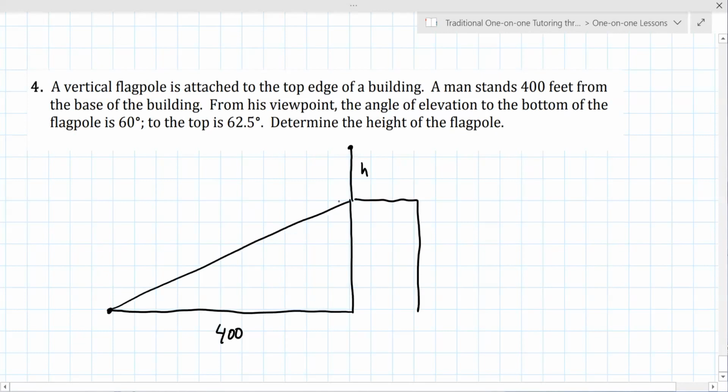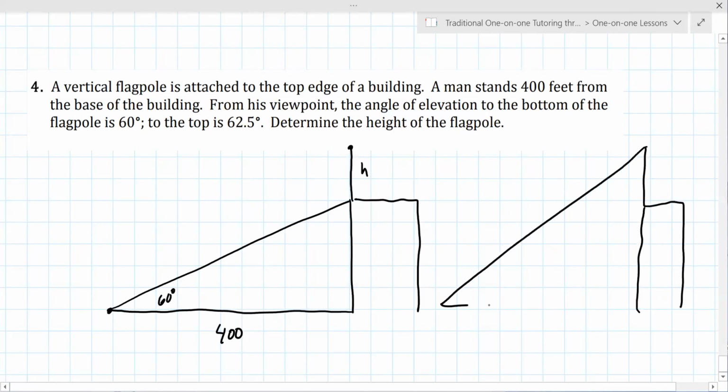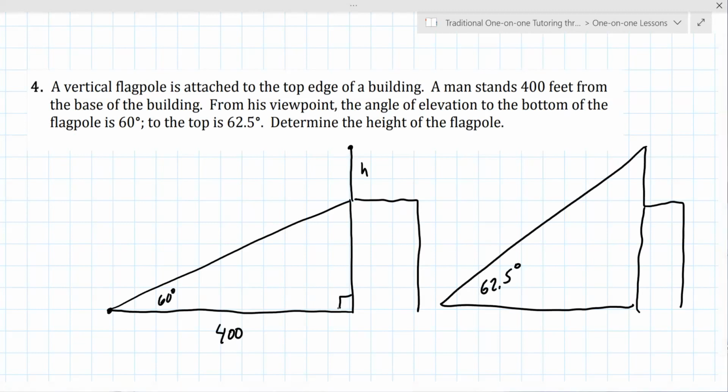So there's actually 2 triangles here. There's this one to the bottom of the flagpole, 60. And then there's kind of a separate drawing over here. I know in class, they probably will draw these the same, but you really need to separate them for understanding. It's 62.5 degrees. So this one is not a law of sines or cosines. It's just right angle trigonometry.